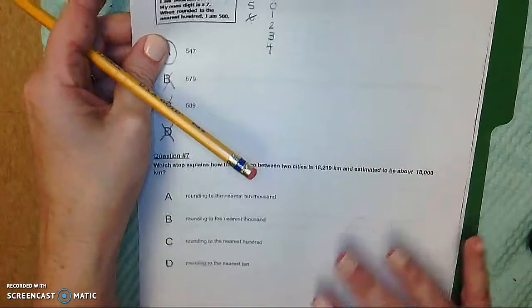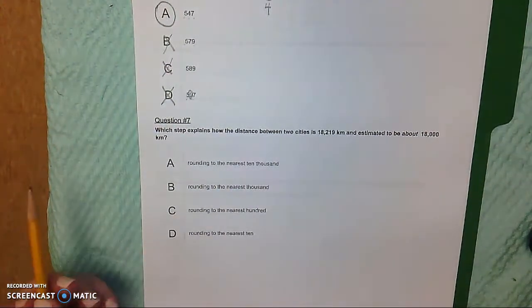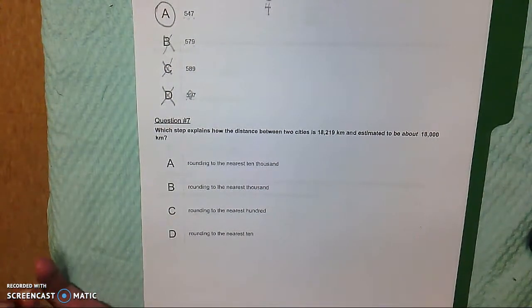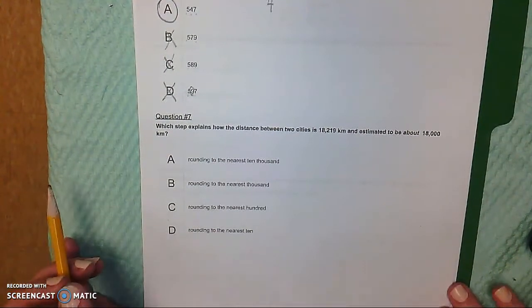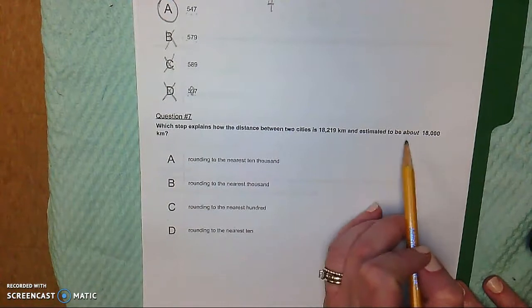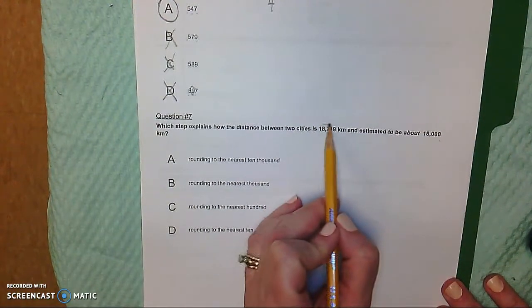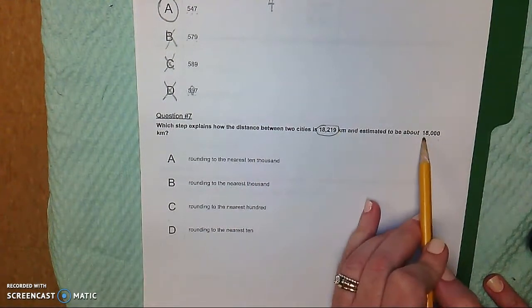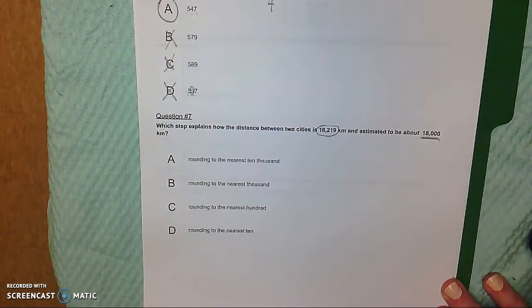All right, let's go to the next question, question number 7. Which step explains how the distance between two cities is 18,219 kilometers and is estimated to be about 18,000? So if you take this number right here and you estimate it to be 18,000, you have to decide which place you are rounding to.